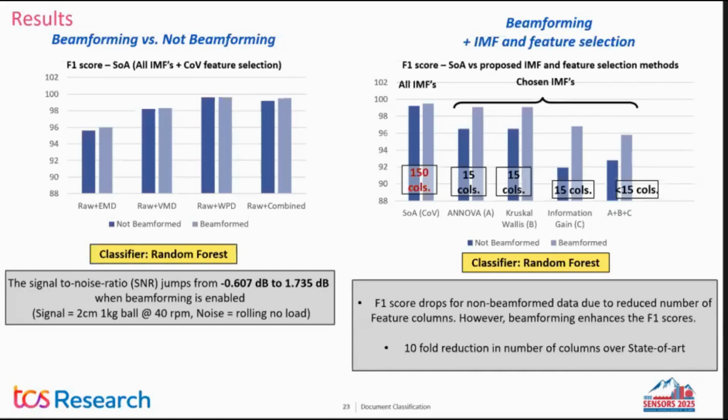So there is a 10 times reduction in the number of columns. And now there is a side effect of this. You can observe that there is a sharp decline in the F1 score for non-beamformed. Now, once we beamform, this drop is getting cancelled. So beamforming is enhancing the F1 score.